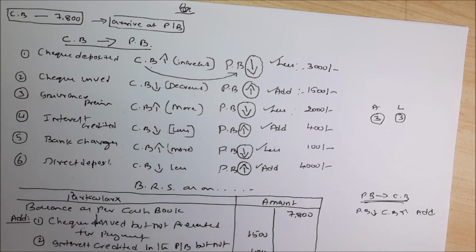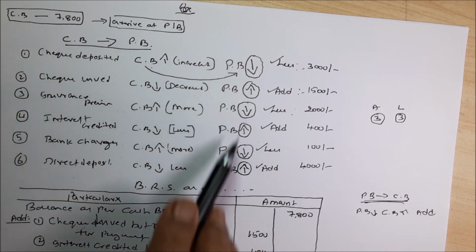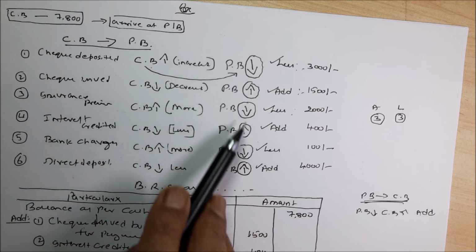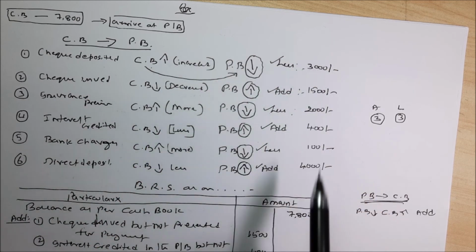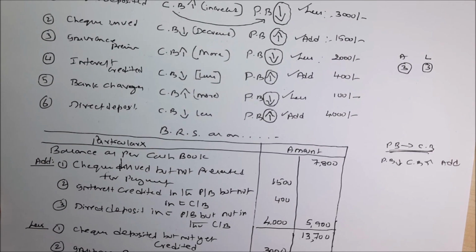Don't remember both the things. You just remember cash book to passbook and you see the signs. Then assuming that they have given from passbook to cash book, you just reverse it. You write like this only, then reverse it, then all add will become less, less will become add. So that is very, very simple.